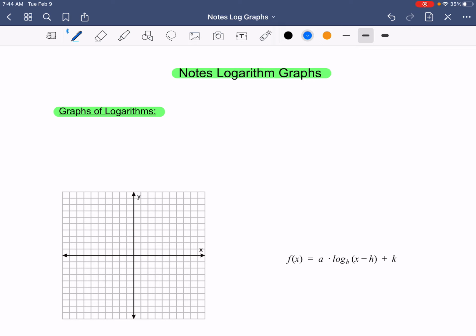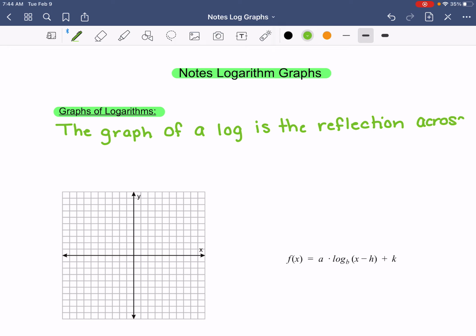So if you remember when you graphed exponential curves back in Integrated Math 1, hopefully you remember that, they looked like curves, and then the inverse, the log graph, is just going to be a reflection of that across the line y equals x. So the graph of a log is the reflection across the line y equals x of an exponential curve.